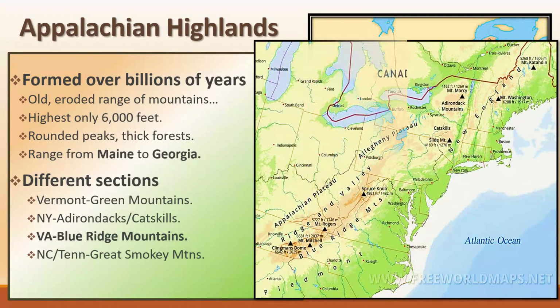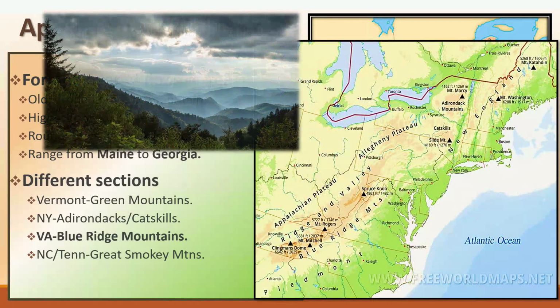Different sections exist. In Vermont, you have the Green Mountains. In New York, you have the Adirondacks and the Catskills. You have the Blue Ridge Mountains in Virginia. And in North Carolina and Tennessee, you have the Great Smoky Mountains, which is pictured above. The Great Smoky Mountains are a beautiful region. New Jersey also has a piece of these known as the Skylands. In fact, if you've ever seen signs for the Skylands, that's why. That's what they call the mountain ranges in western New Jersey, where we live right now.